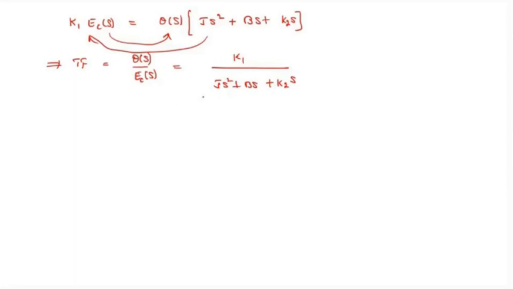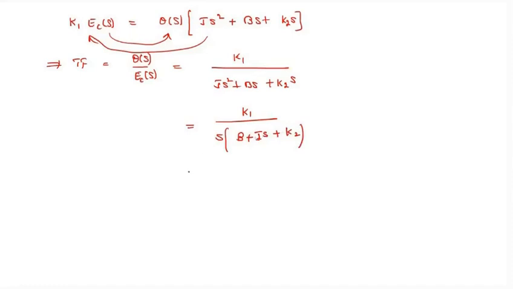Okay, now we'll take the common terms one by one. First we take K1 by S as common. If you take S as the common, what will we get? B plus J S plus K2, right? B plus J S plus K2. This is the common term I am going to take.